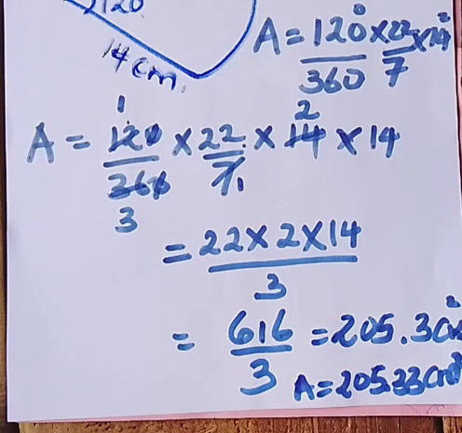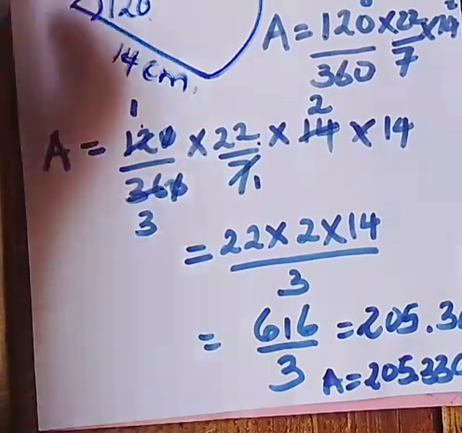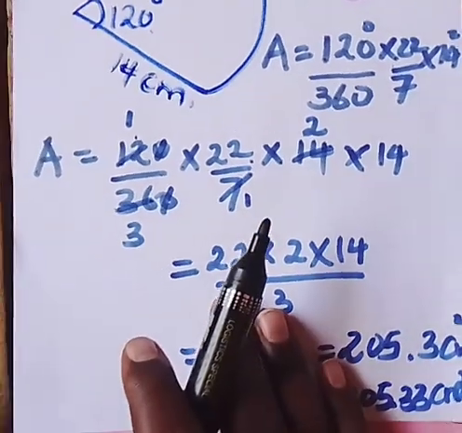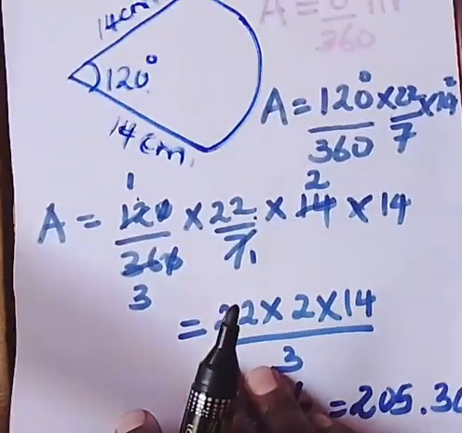And you get 205.33 centimeter squared. Remember 3 is recurring, so you can just write it correct to at least 4 to 5 significant figures, or at least 2 to 3 decimal places. That will keep you a little bit safe, so that your answer does not have premature rounding off.